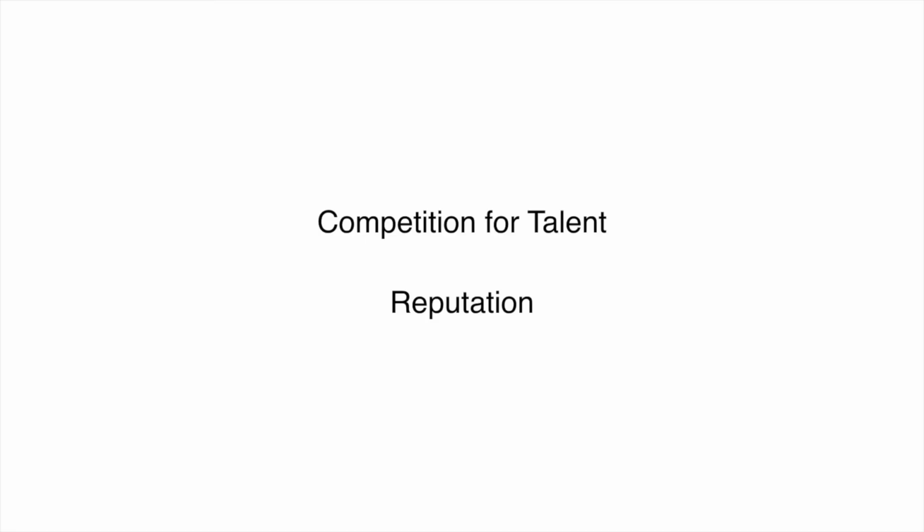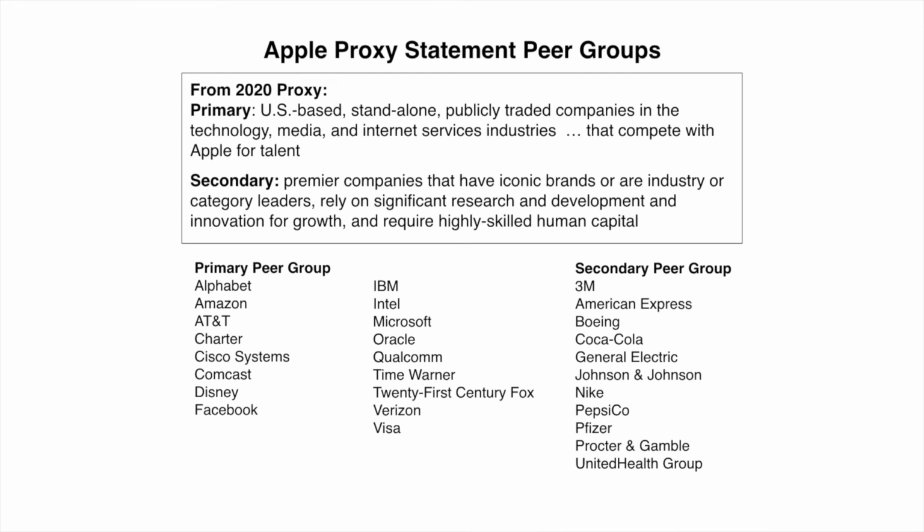Now, another approach, and in fact Apple adopted this approach in its proxy statement for its most recent fiscal year, would be to focus on companies with whom Apple competes for talent and companies with sterling reputations. Obviously, Apple's got a wonderful reputation and has top-notch people. From their proxy statement, there are two peer groups that result from their approach.